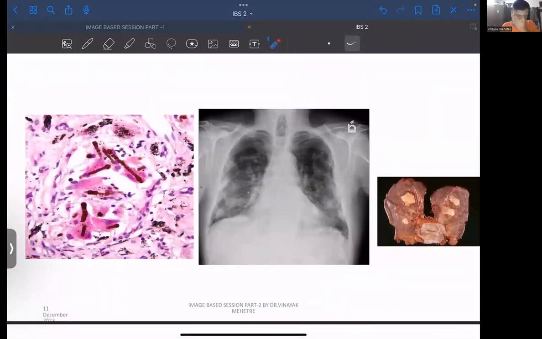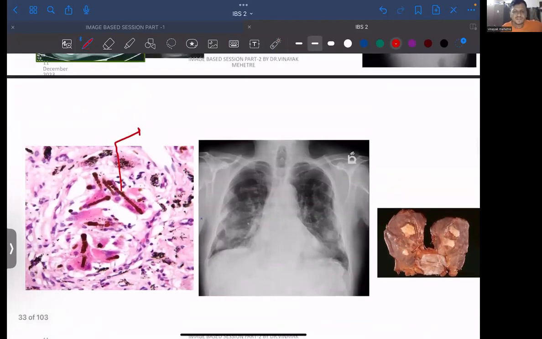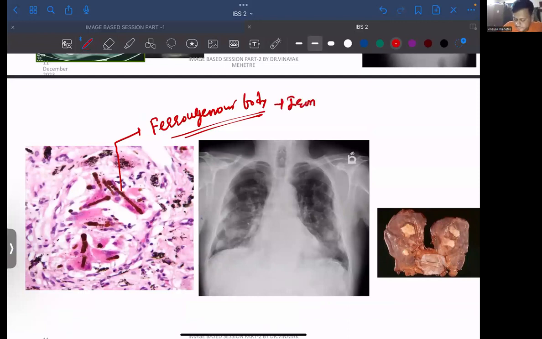What is this? Pathology question. Brownish body. It is called a ferruginous body. Deposition of what? Yes, deposition of iron, seen in asbestosis. Seen in asbestosis. Okay.